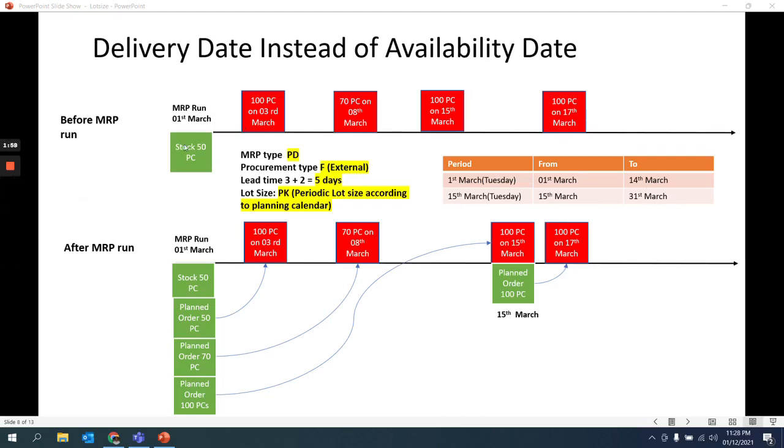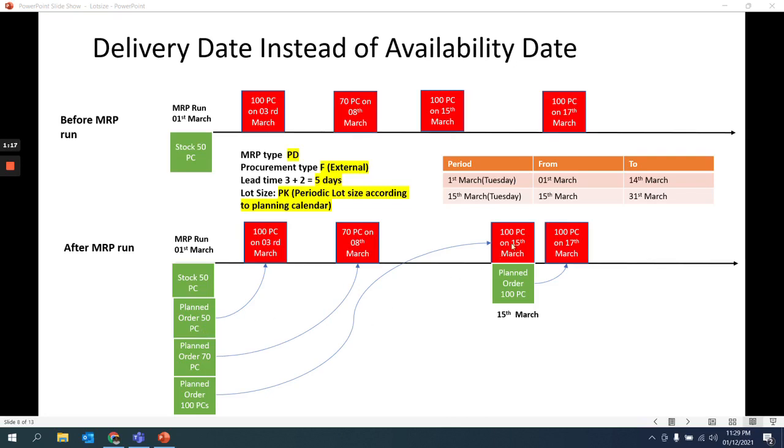Let's take this scenario. We are on 1st of March, we have stock of 50 pieces and we have a requirement on 3rd, 8th, 15th and 17th of March. When you run the planning run, our lead time is 5 days. So what will the system do? System tries to cover all the requirements on the 1st of March. Here the system considers the delivery date instead of the available date. In the earlier case, system confirmed the available date, whereas here system confirms the delivery date for this lot sizing procedure.